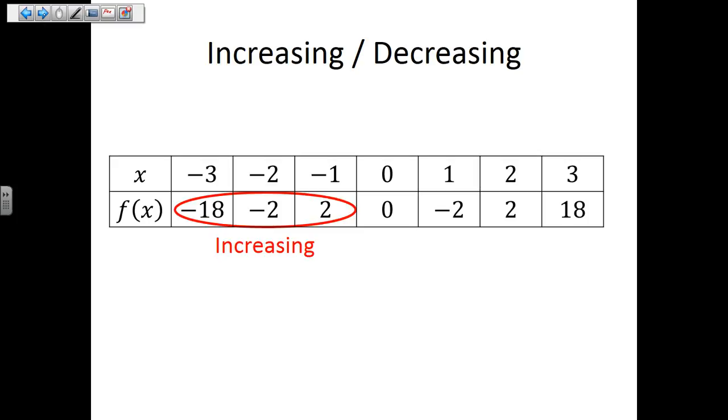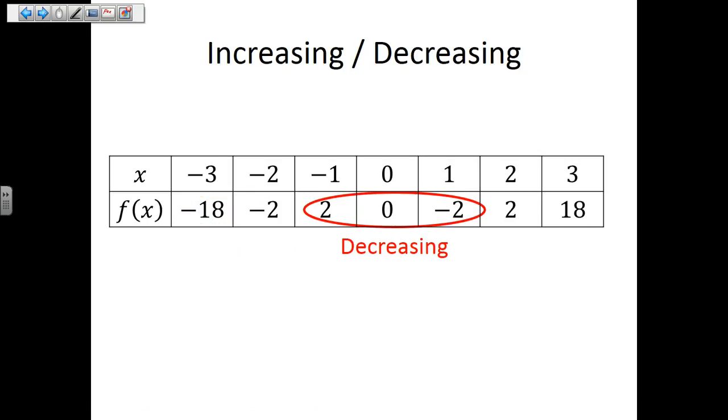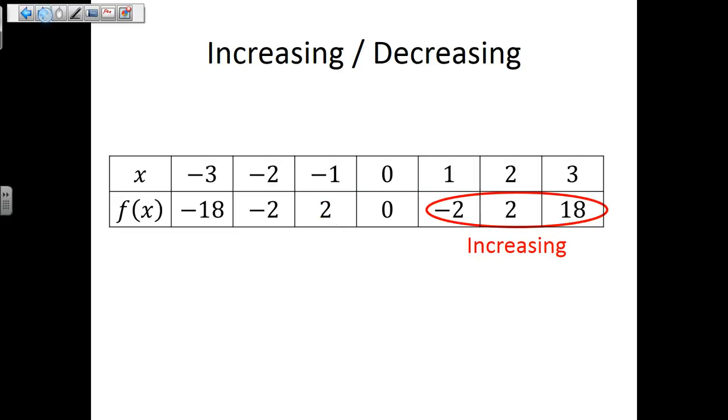We see again that our numbers are increasing from the left side of the table, negative 3, all the way up to negative 1. It's increasing. From negative 1 to 1, that y value is decreasing, so it's going back down. And then again, the table shows that it's increasing again from 1 on up. So we can take a look at a graph to figure out where regions are increasing and decreasing. We can take a look at a table to figure out where it's increasing and decreasing.